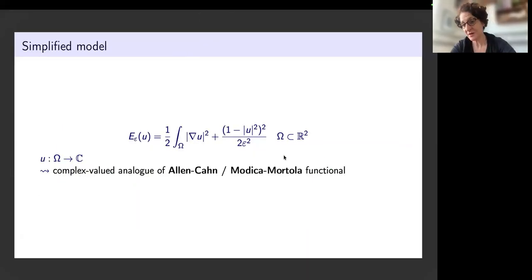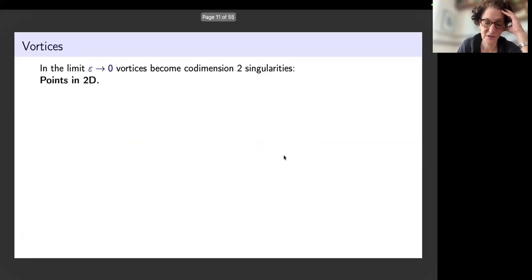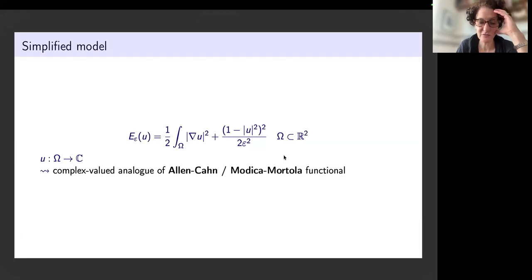Okay, so for a long time, people studied a simplified model, which you may recognize. It's this model. It's like an Allen-Cahn or Modica-Mortola energy functional, except that u, instead of being real valued, is complex valued. Okay, so that makes a big difference. And here we think of it in 2D, in a two-dimensional domain. And the zero set of u then is points, right?